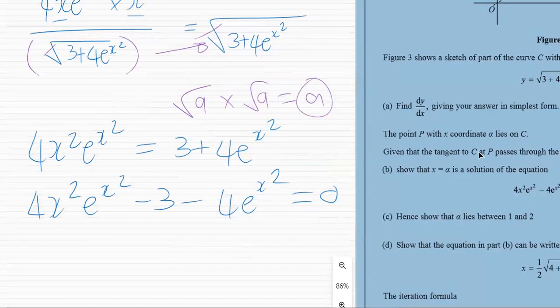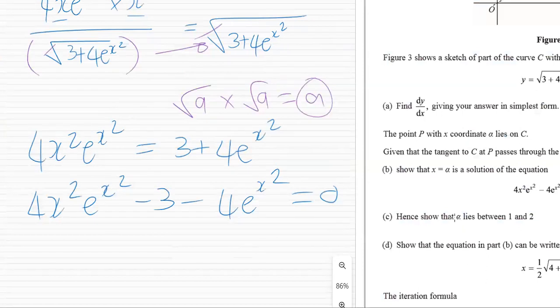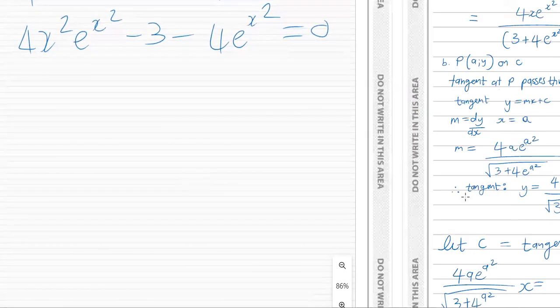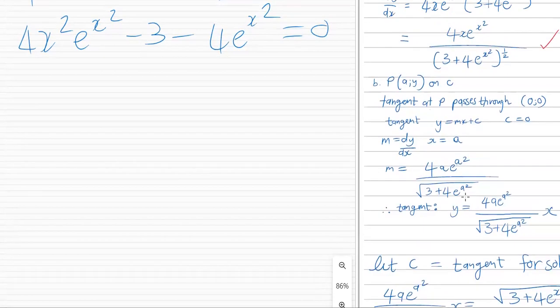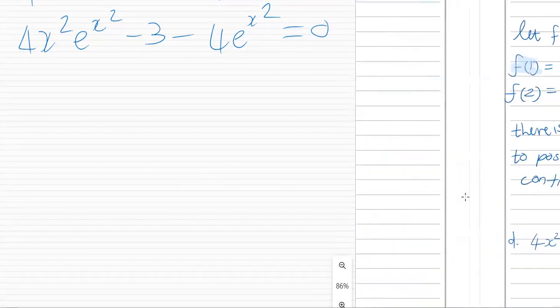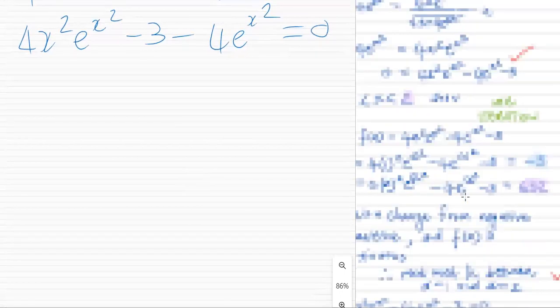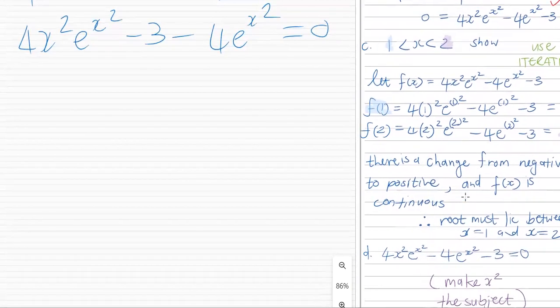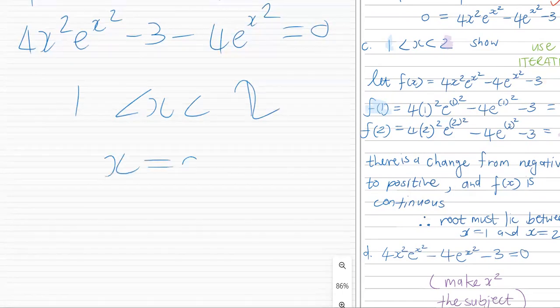Number C asks us to show that A lies between number 1 and number 2. Okay, so this is where the iteration comes in. So here's our formula. We're showing that X lies between 1 and 2. And that's because X is A. Okay, they're the same thing. That's what we're trying to prove.